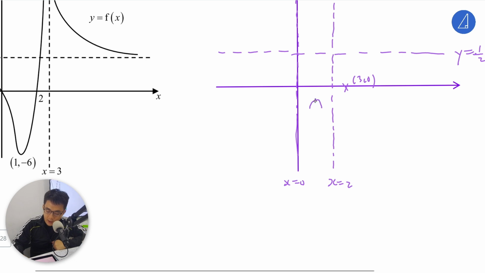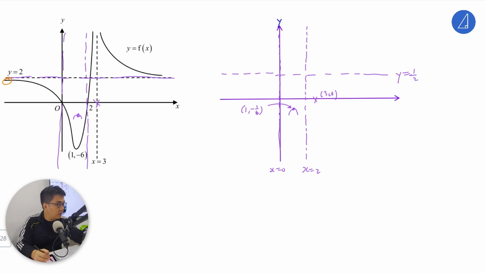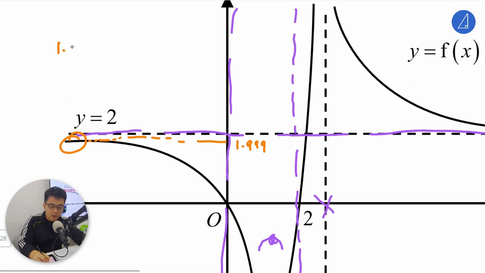You have this one, the maximum point 1, minus 1 over 6. Is that okay? Now we have this graph approaching from the bottom. When you take the reciprocal, it will approach from the top. I repeat, because imagine this value here is approaching 2, meaning it is a value like 1.999. Any issue with that? Below 2, right? Anyone have an issue that 1.999 is lower than 2? If you have an issue, you let me know.